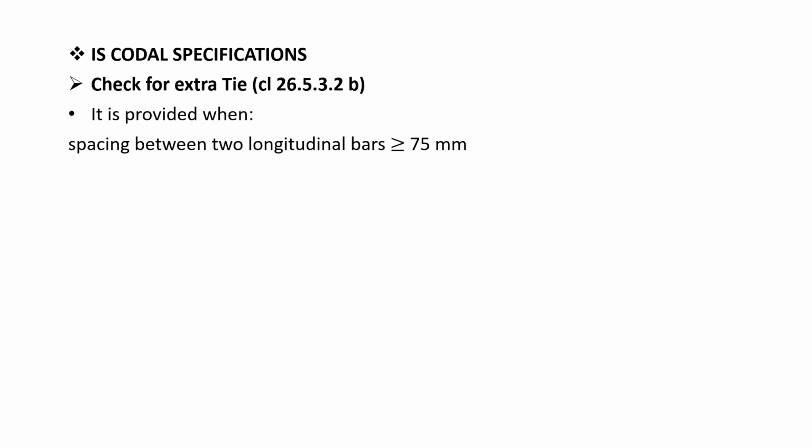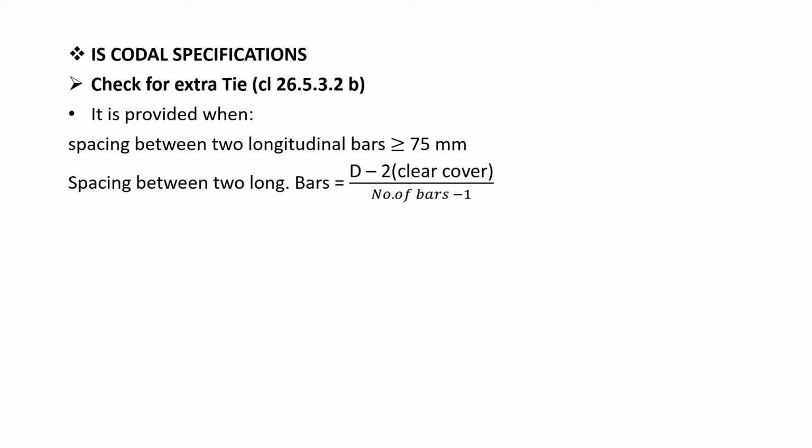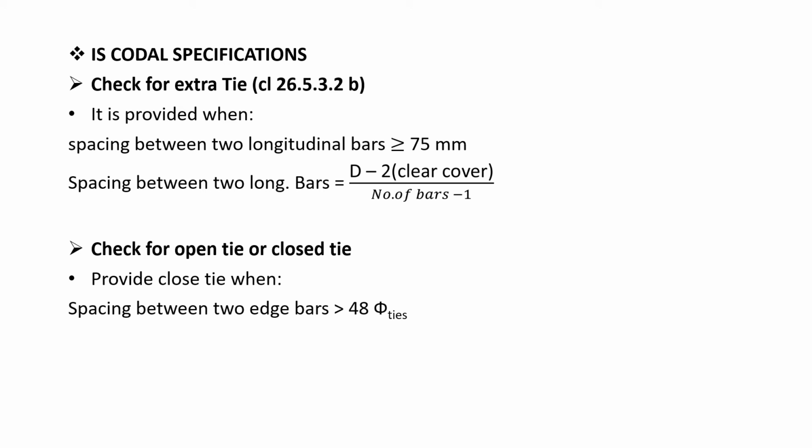And the IS code also gives specifications regarding the extra tie. I need to provide the extra tie if my spacing between the longitudinal bars is more than 75 mm. In order to calculate the spacing, I will use the formula D minus 2 times clear cover divided by number of bars minus 1. So if the spacing of these two bars comes out to be more than 75 mm, then I need to provide the extra tie. Now which type of tie should I provide? As per the code, I should provide closed tie if my spacing between two edge bars is more than 48 times the diameter of lateral ties.